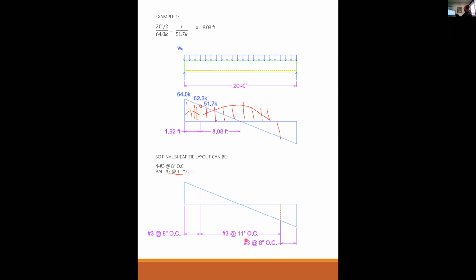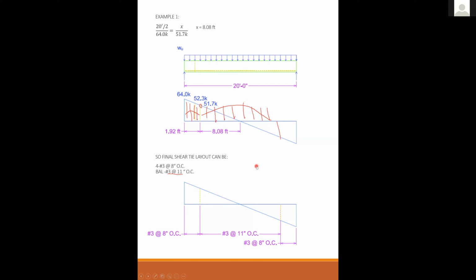So because I know that I can't go any further than 11 inches anywhere on the span, I figured out where on the span 11 inches works by design. And that's this magic point right there at 51.7. When my design shear was 52.3, I needed them at 8 inches. But when the shear drops to 51.7, now it works at 11 inches.